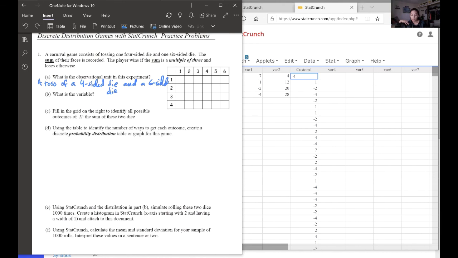What about the variable? What are we measuring, or what are we observing out of these dice? How many times it lands on a side? Yeah, so we want to know something about the sides, right? Now, what are we recording? We are recording the sum of the faces, right? So the variable is going to be the sum of the faces of the dice.